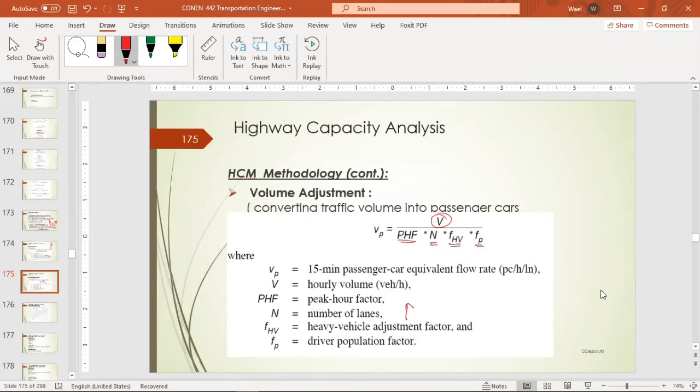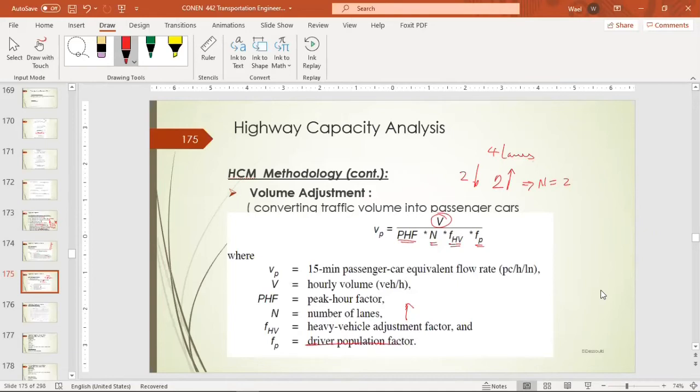Okay, that means if we have a freeway that is 4 lanes, it means we have 2 lanes in each direction, 2 in this way and 2 here. So N equals 2. Clear? The heavy vehicles adjustment factor is a factor that converts all vehicles into passenger cars. And here FP is the driver population factor.